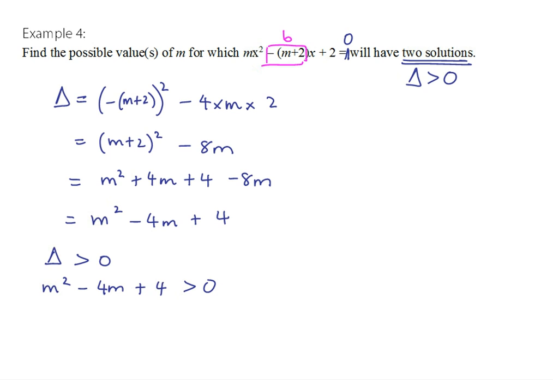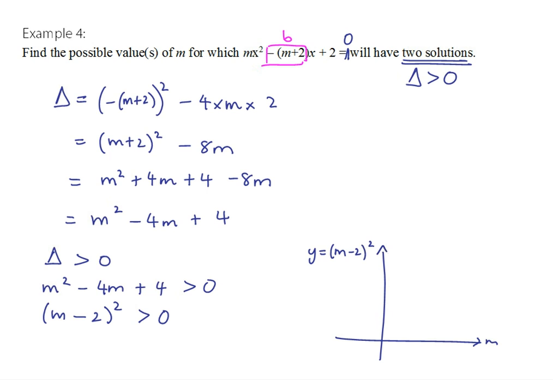So I'm going to factorise that. It gives me (m minus 2) all squared. It's a perfect square. Factors of 4 that add up to negative 4: negative 2, negative 2. And so I want to have a look at the graph of y equals (m minus 2) all squared. Obviously we've got an m axis instead of an x axis, but that doesn't matter. If you know about sketching quadratics, this is the standard parabola translated to the right by 2.